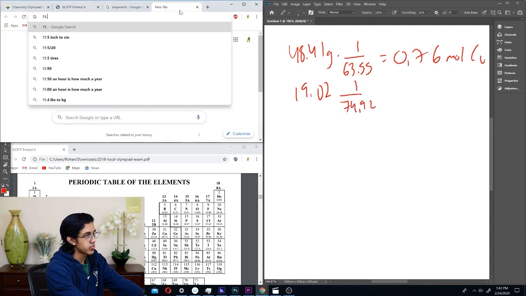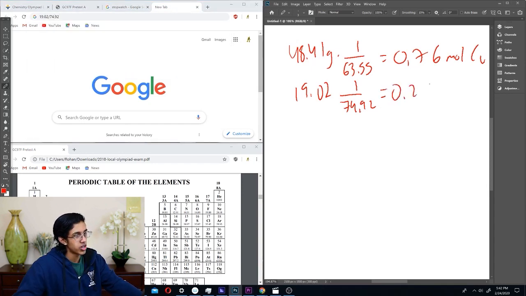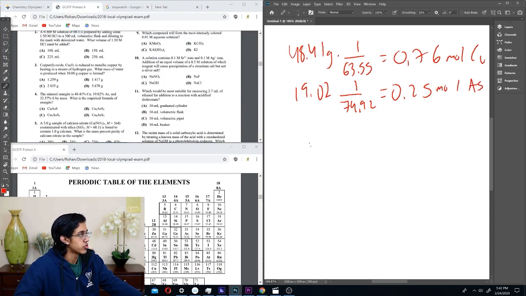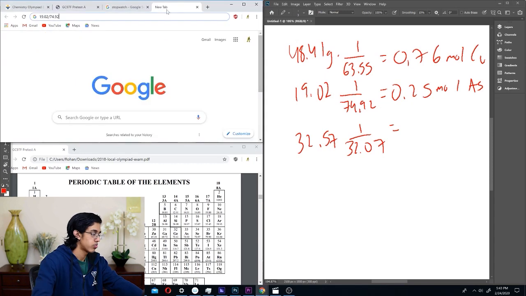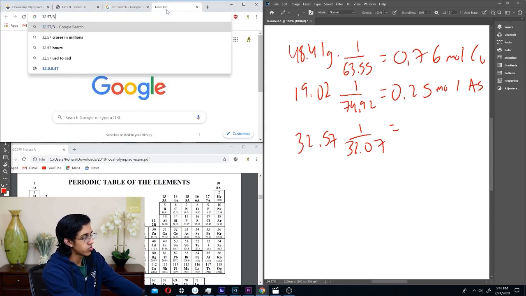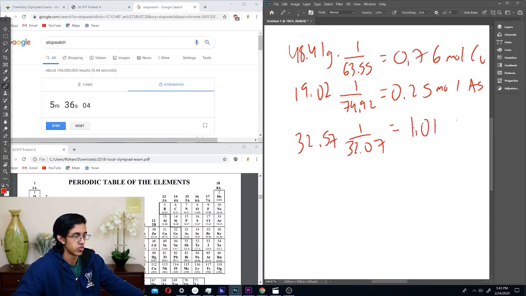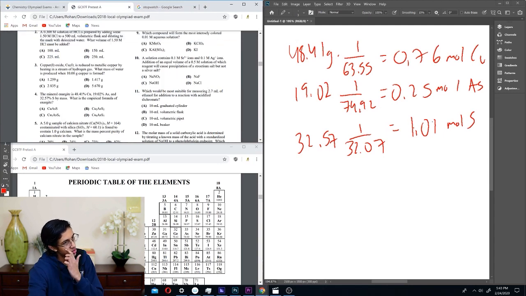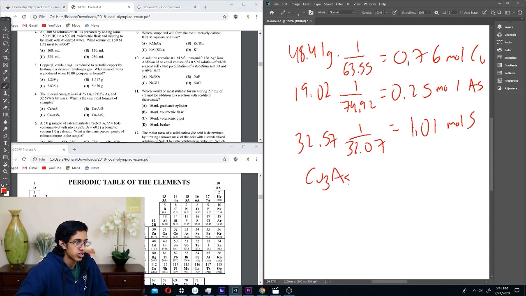And we plug that in, 19.02 over 74.92 is going to be 0.25. 0.25 moles arsenic. Okay. And then we have to do sulfur, so 32.57 times 1 over the molar mass of sulfur, which should be like 32, right? Yeah, 32.07. And then that's probably just 1, right? 32.57 over 32.07. Yeah, just 1.01, we could say. 1.01 sulfur. So now, we could basically approximate it. So it's a 1 to 3 to 4 ratio, so it's going to be Cu3AsS4. Okay, nice, C.